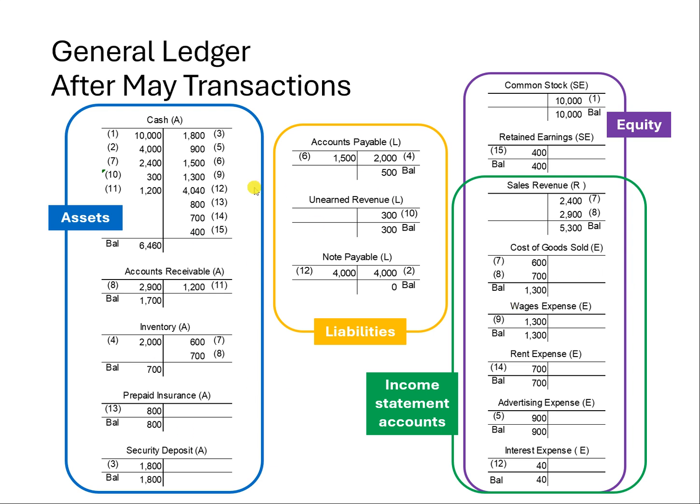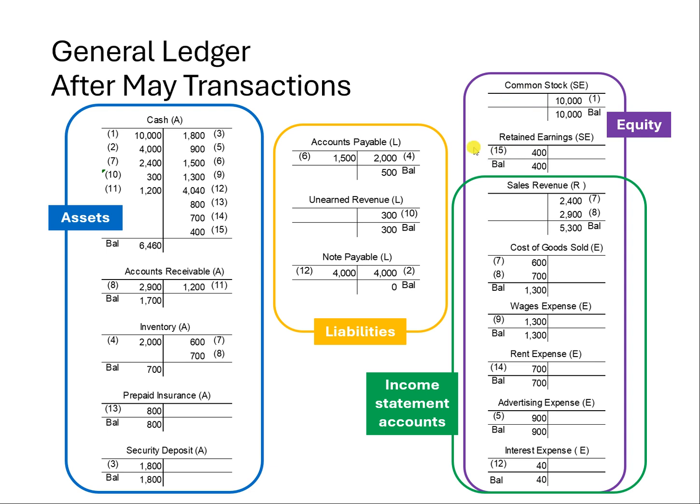Now it's very clear that all these blue ones are asset accounts. We have their balances already. You just rearrange these accounts, and we're going to have the balance sheet asset section already. The same for the orange ones, we're going to have the liability section. Okay?